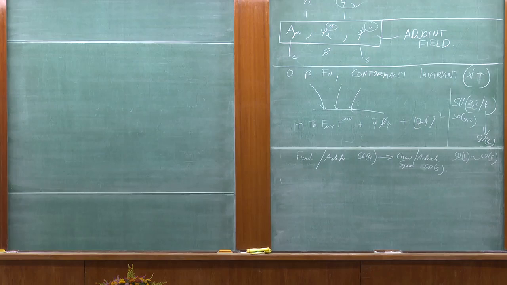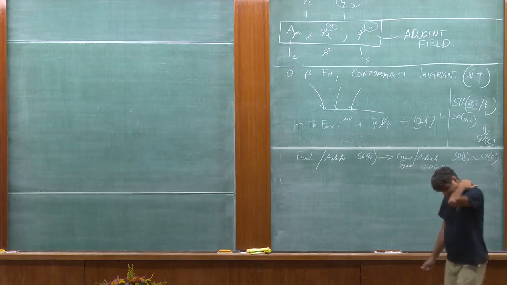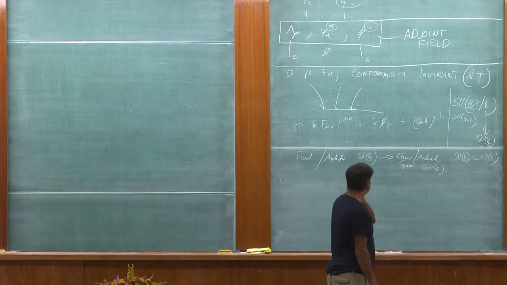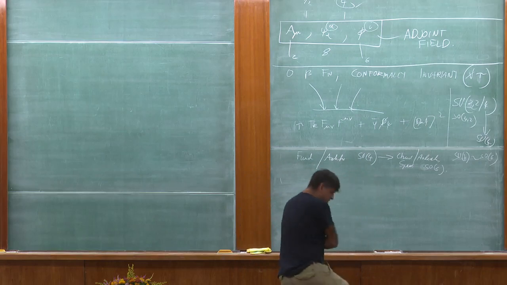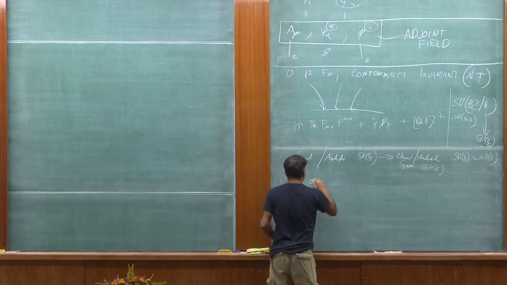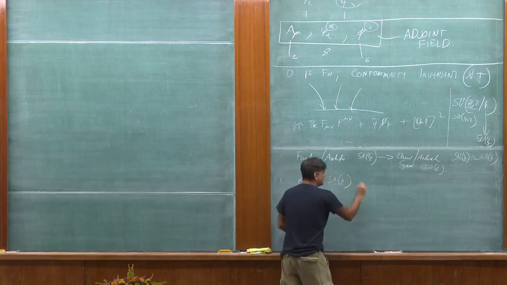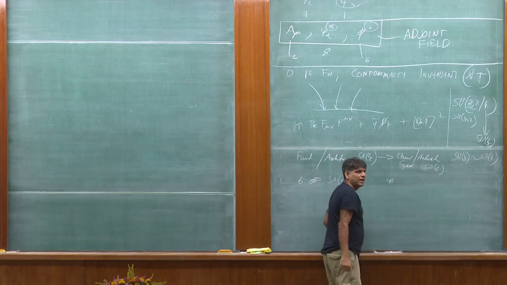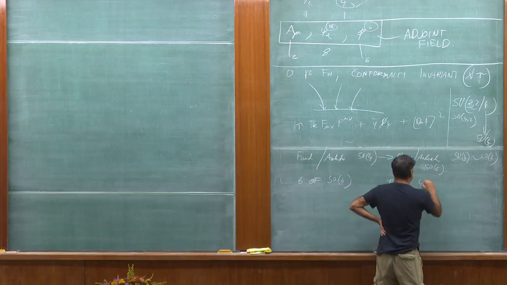Okay, the 6 of SO6 is presumably, yeah, how does it go? Is it the self-dual? Let's see. And what is the 6 of SO6? I'm thinking it's probably 2-index antisymmetric, alpha, beta, and then self-dual. Let's see. It's 4 into.